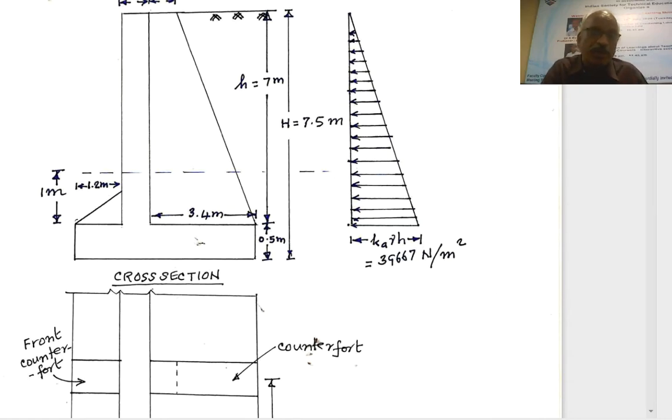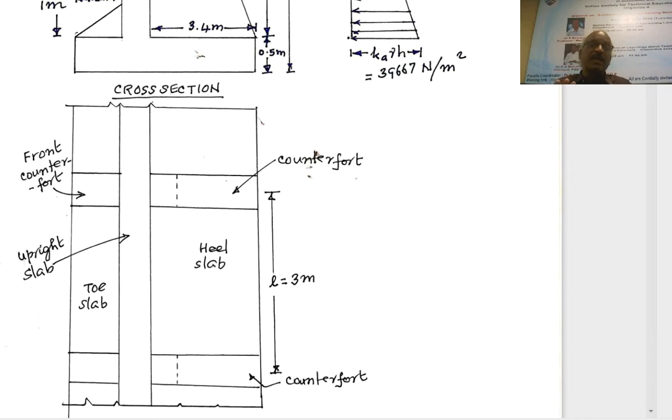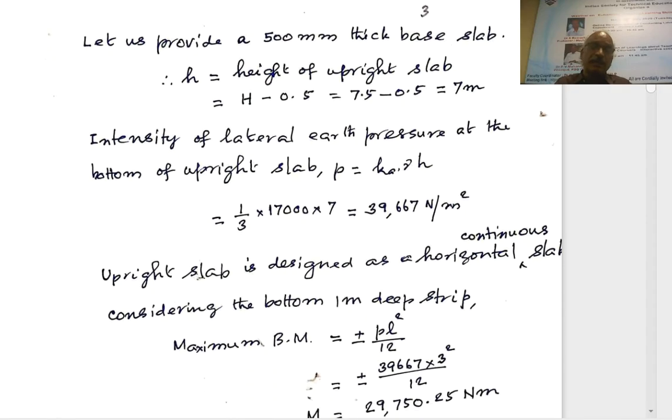One more point here: when front counterforts are not provided, the toe slab will act as a cantilever, as in the case of a cantilever retaining wall. When front counterforts are provided, the toe slab will also behave as a continuous slab. What the loads are and how it will behave, we'll discuss subsequently one by one. Because we are combining both, we'll discuss a little leisurely so that viewers can find it comfortable to understand. So H is 7 meters.